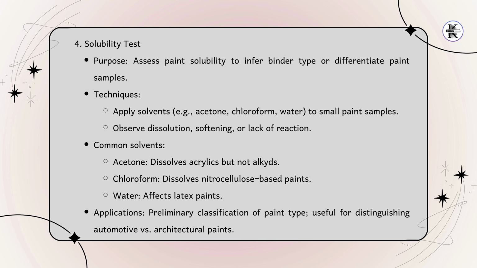Now let's move to chemical testing methods. Solubility tests help to identify the type of binder. Different solvents are applied to observe reactions. For example, acetone dissolves acrylic paints, chloroform dissolves nitrocellulose, and water affects latex paints. This helps in preliminary classification of paint samples.